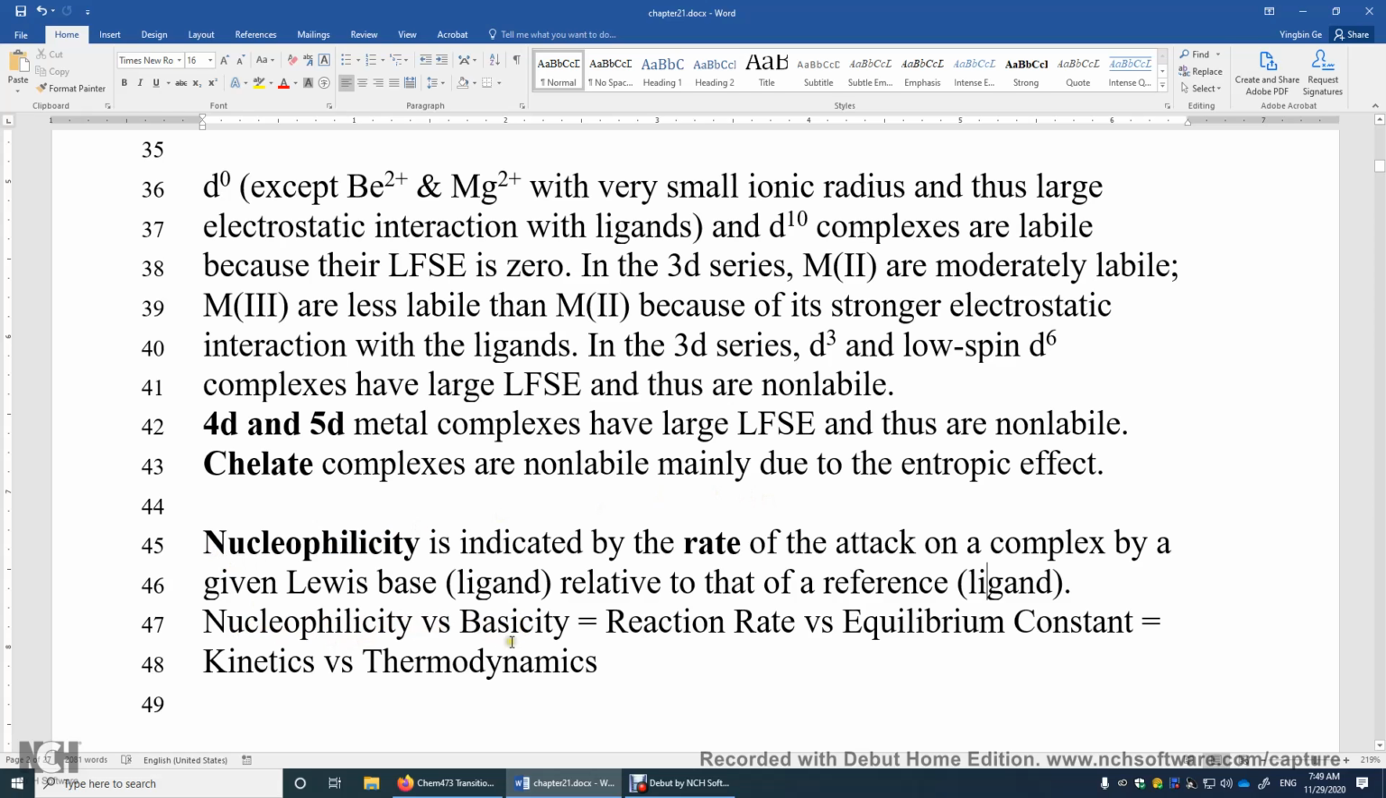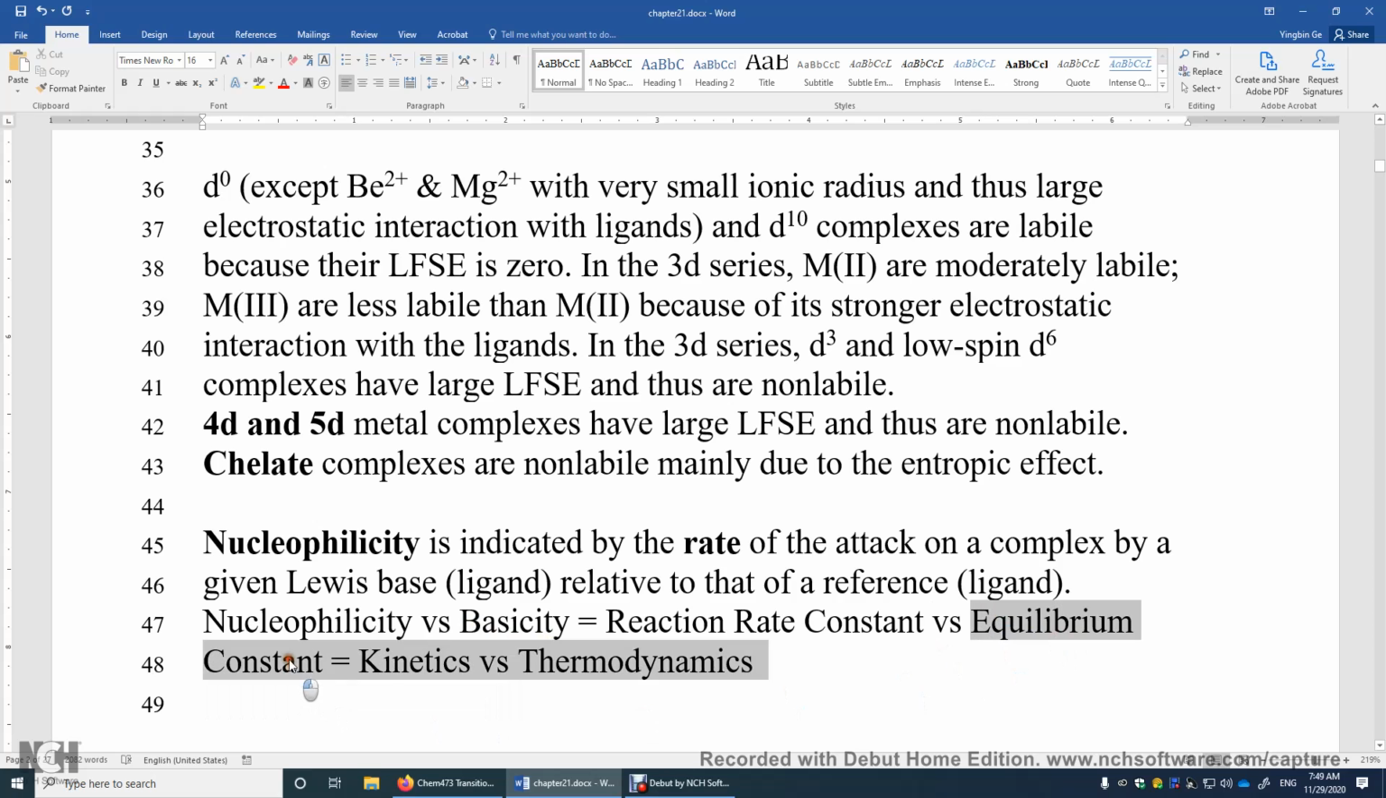Well, this relationship is equivalent to the reaction rate constant versus the equilibrium constant. And it's equivalent to kinetics versus thermodynamics. Again, I'm going to give you this example. Hydrogen and oxygen can react to produce water. The equilibrium constant is large, but the reaction rate constant is really, really small at room temperature.